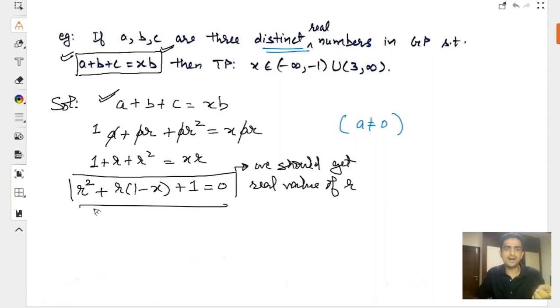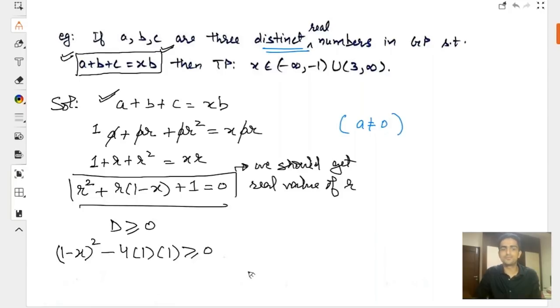Now it's a quadratic in R. When will we get real value of R? When D is greater than or equal to 0. Concept of quadratic. Basic, easy concept, but it should strike you. That is the point, right? So when we put D greater than or equal to 0, we get B square minus 4AC greater than or equal to 0. Now from here you can easily find X. Let me just do it.